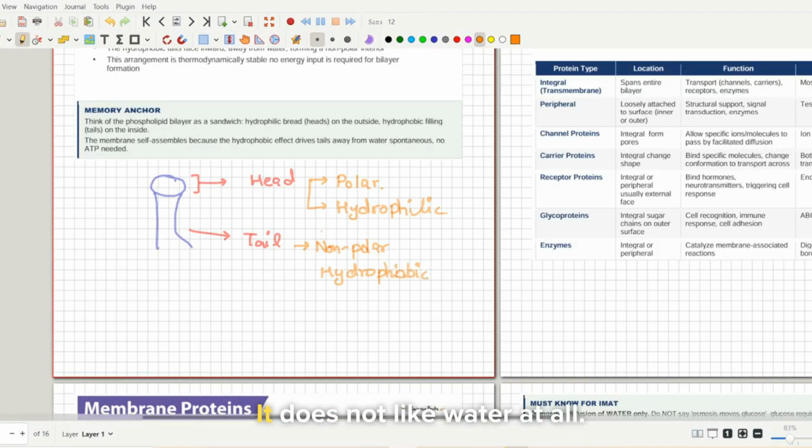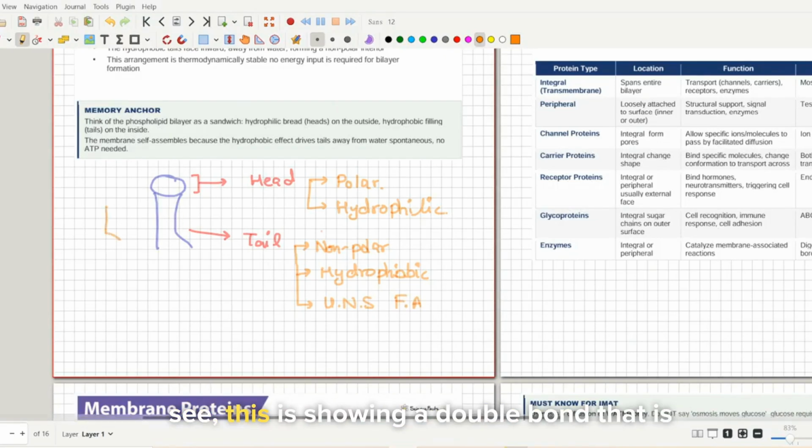It is water hated. It does not like water at all. That's why it is called hydrophobic. It hates water. It has a phobia of water. And what is it made up of? It is actually containing unsaturated fatty acids, right?